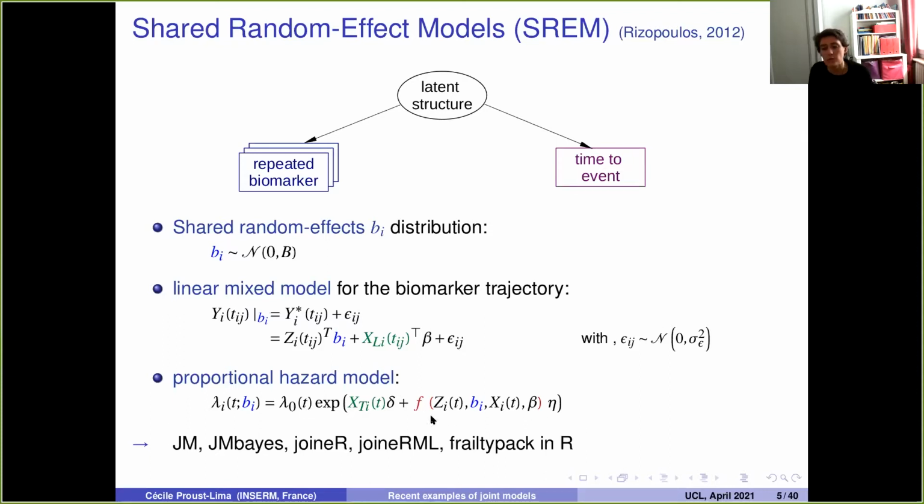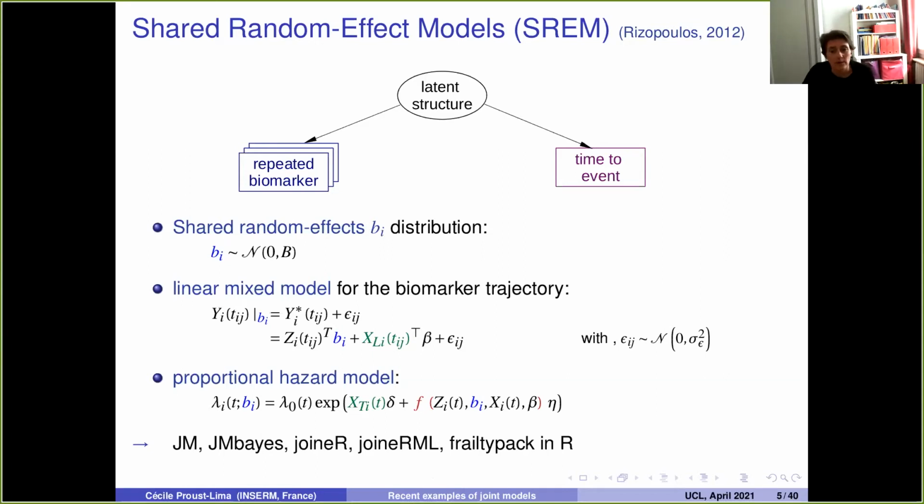So that can be through the current true level, for example, y star of t, or that could be the current slope, etc. And I have an eta parameter which will quantify this association. So I will be able to really quantify how my biomarker is associated with my time to event. This has become standard, and there are many packages in R that can be used to estimate such a model.